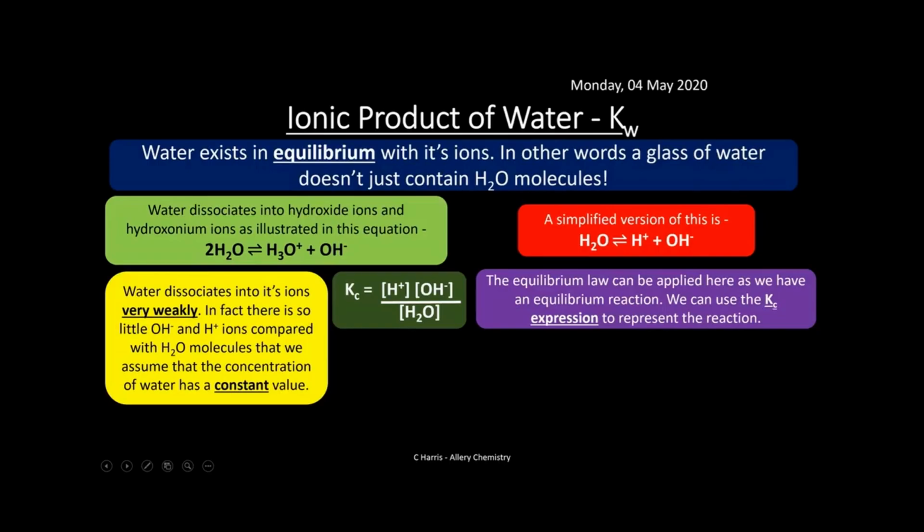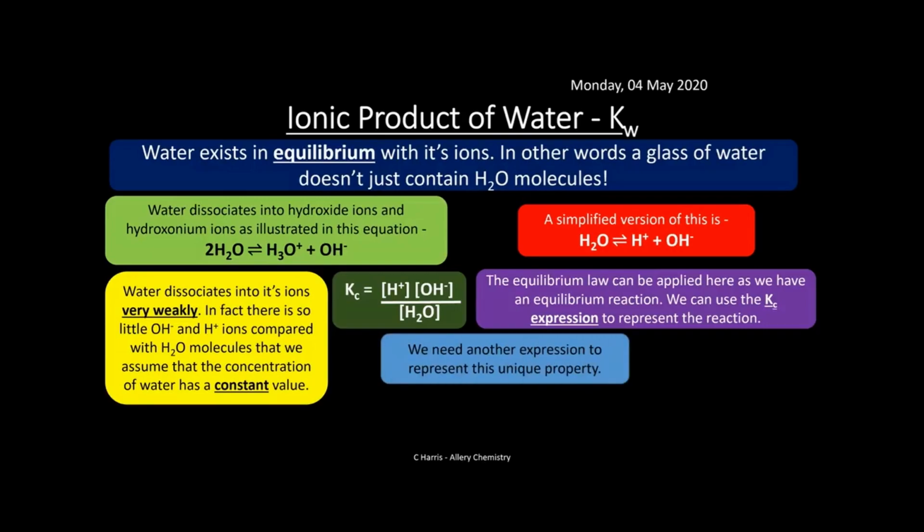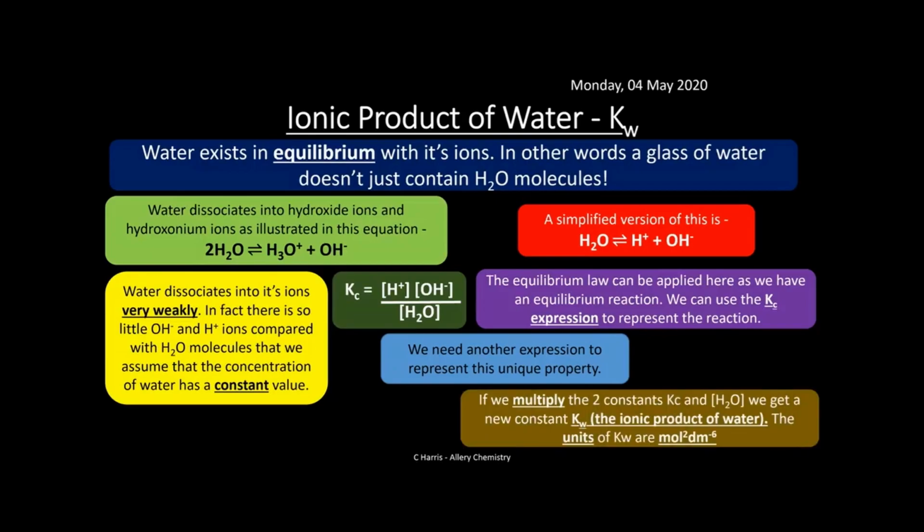In fact, there are so few OH- and H+ ions compared to the whole water molecules that we assume the concentration of water has a constant value, because it completely dwarfs the amount of OH- and H+. So we need another expression to take this into account effectively.